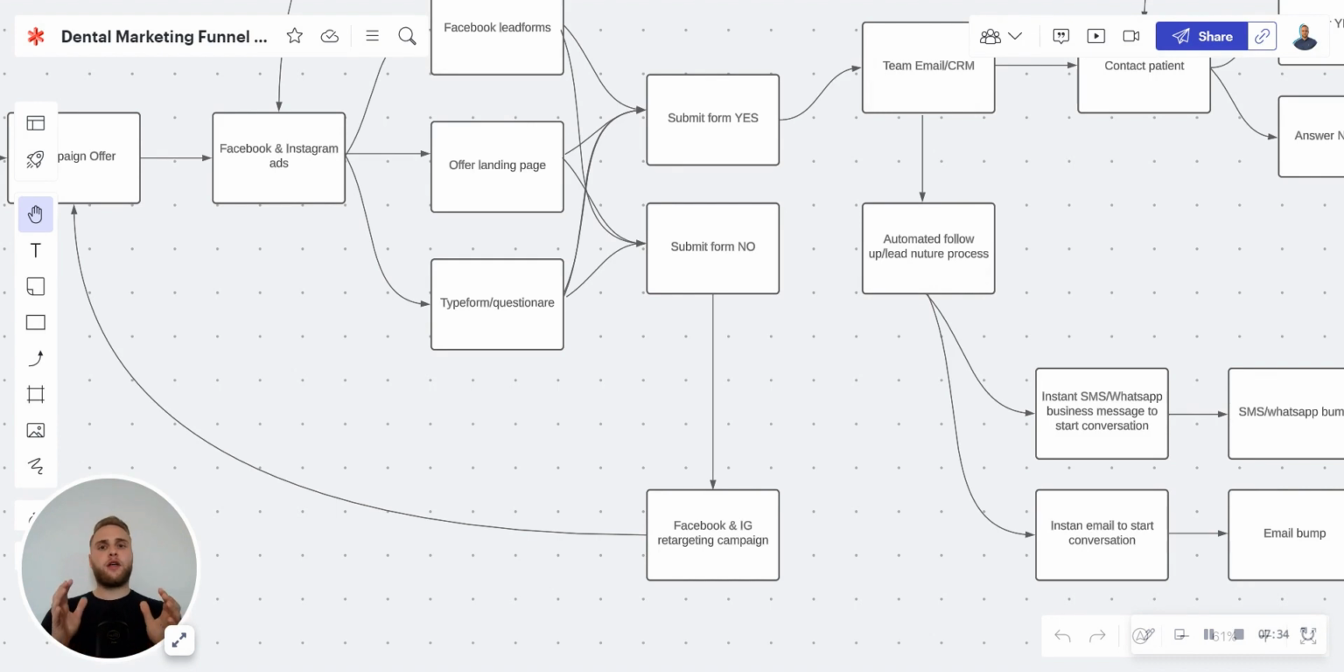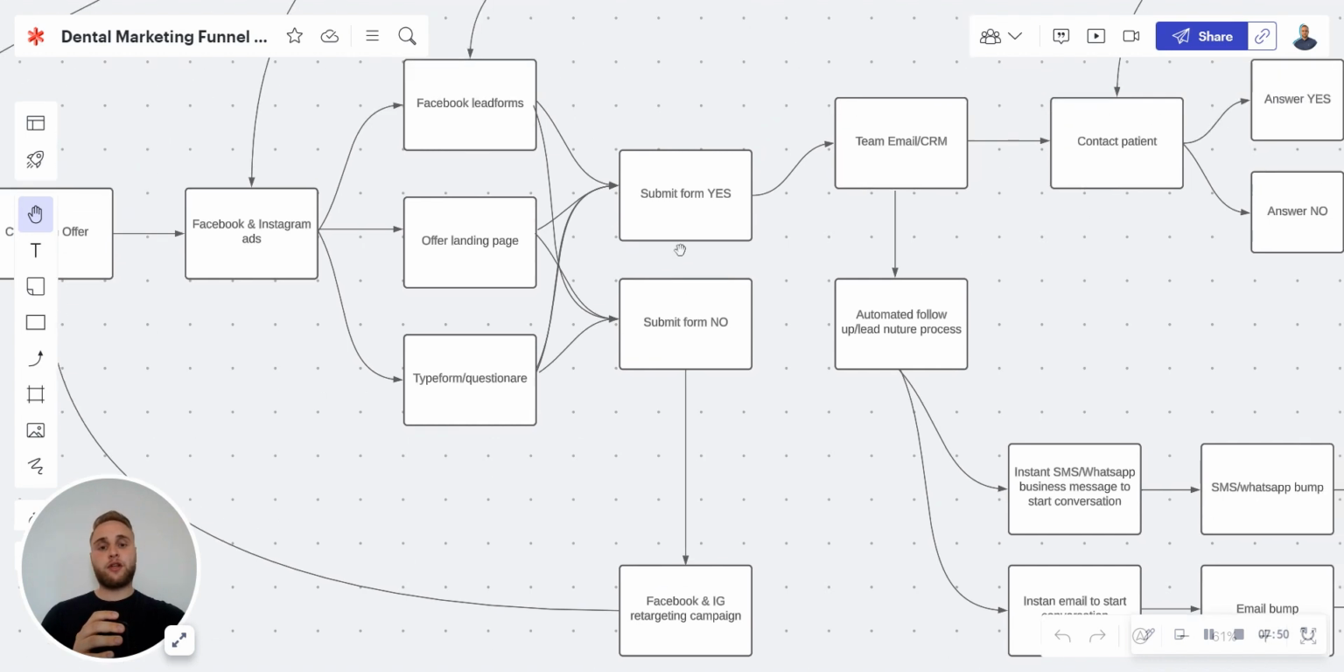Now, it's not your main strategy. It's just kind of a background campaign that can retarget people who are engaging with your ads, but not actually submitting. Okay, so that goes down to here. As you can see here, Facebook and Instagram retargeting campaign, which then goes back to the start, back to the campaign offer.